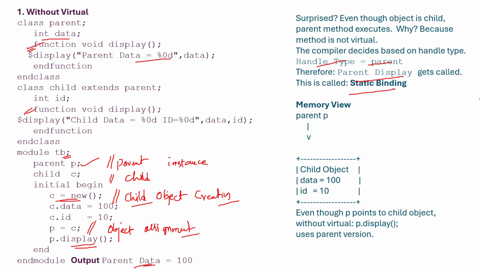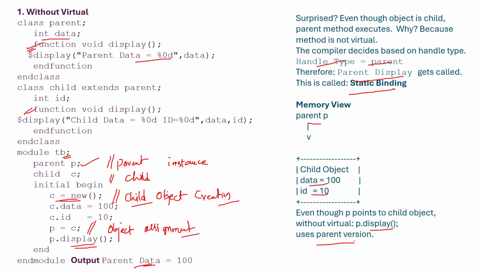Now see the memory view. We are using this memory for parent P, then the child object, with data equal to 100 and ID equal to 10. Even though P points to the child object, without the virtual keyword, when you use P dot display, it uses the parent version only.